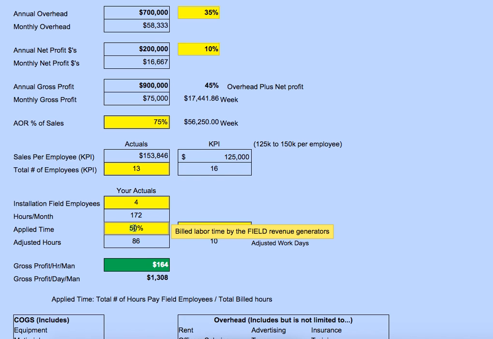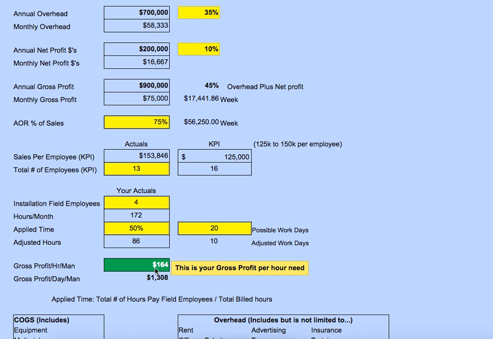If I said, you know what, I'm busy all the time, every day we have a job, you'll notice that your gross profit per hour goes way down. But quite frankly, it goes down so low that it goes way below what the market will bear. So plan on having some failure. That means that each employee of the 4 employees has to deliver $164 in gross profit for the 75% of the gross profit for the week, which is $1,308 per man per day.